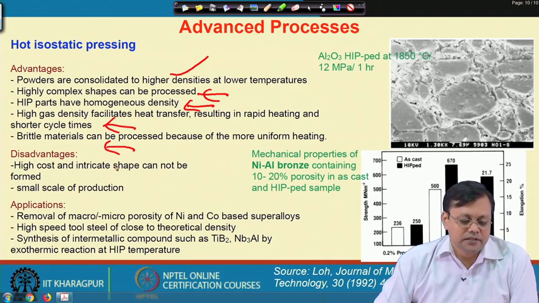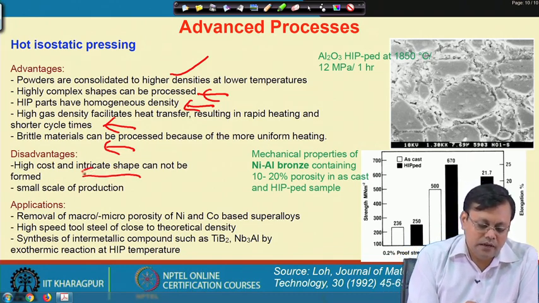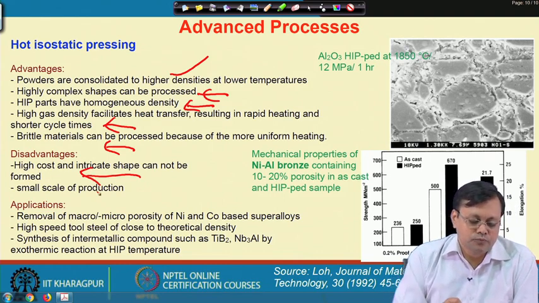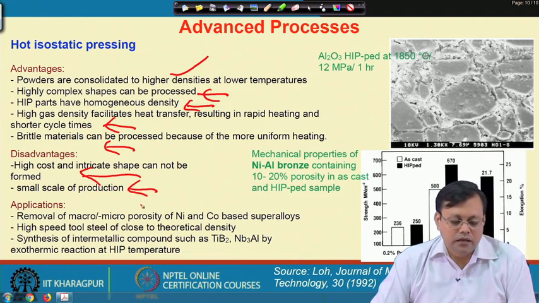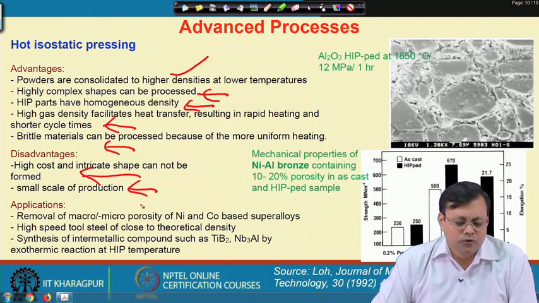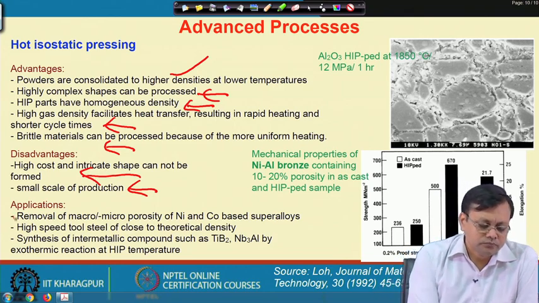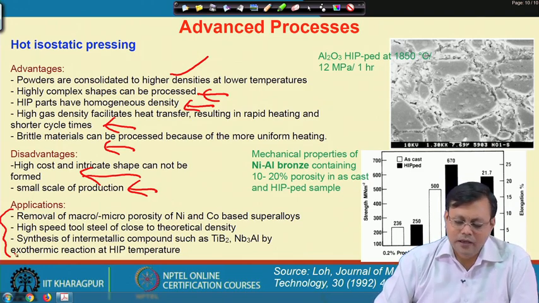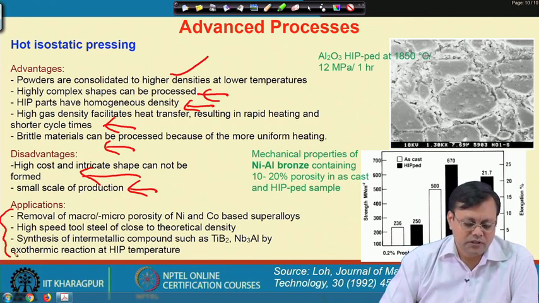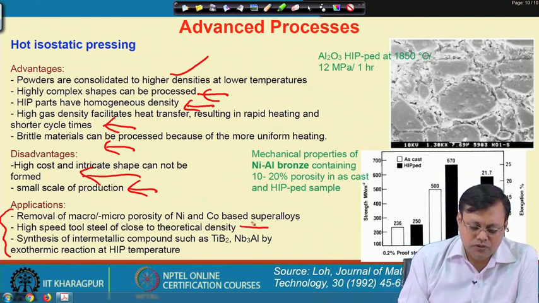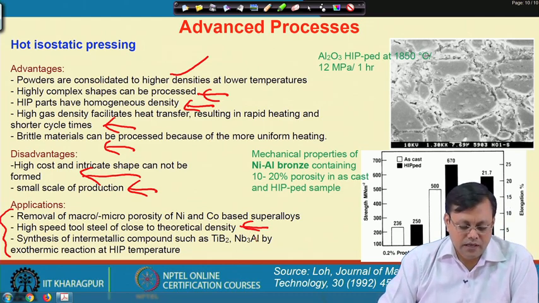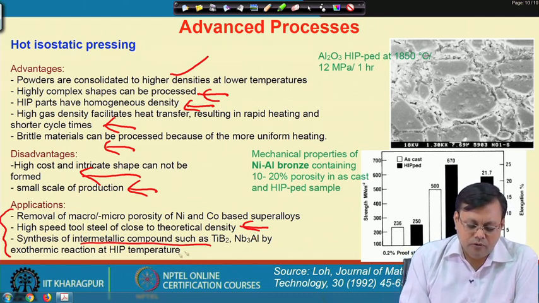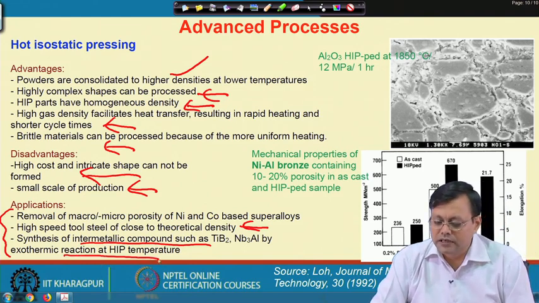Now, the disadvantages are the high cost, that intricate shapes cannot be formed, and small scale production of HIPing. So, we have some disadvantages because of the cost and the small scale production. However, for the removal of micro and macro porosity in nickel or cobalt based superalloys, we can apply this hot isostatic pressing, and high speed tool steel close to theoretical density can be achieved, and synthesis of intermetallic compounds like titanium boride by exothermic reaction can also be done.